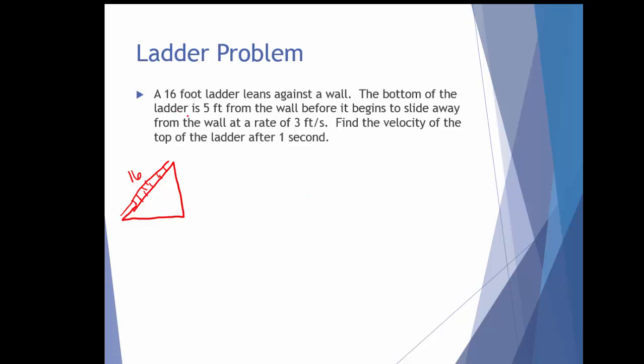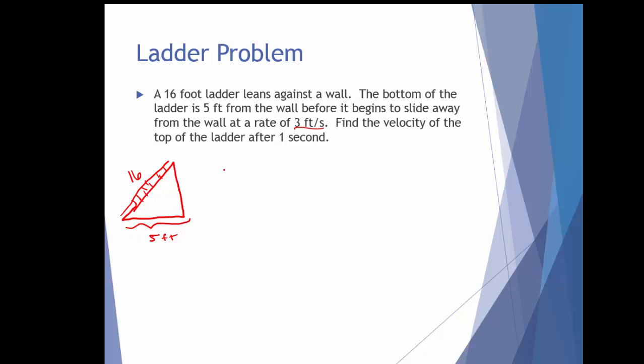The bottom of the ladder is 5 feet from the wall before it begins to slide away. Okay, so before sliding, this is sitting 5 feet away from the wall. And then when it does fall, it's going to slide away at a rate of 3 feet per second. Okay. So we know that that's a rate. Again, you can tell because I use the word rate, but also look at the units. That's feet per second. So this ladder is going to slide away from the wall at 3 feet per second.